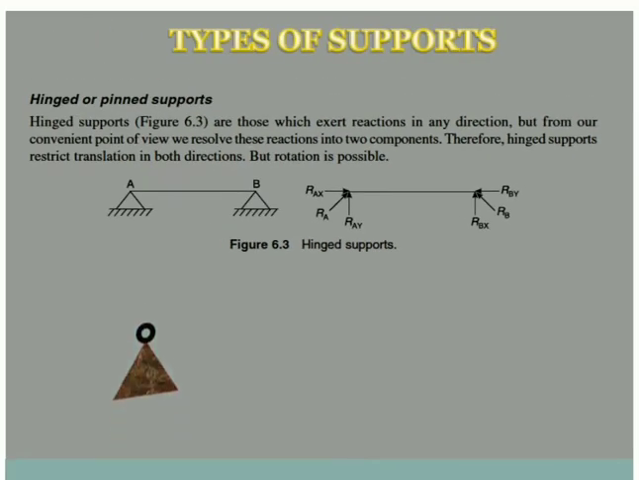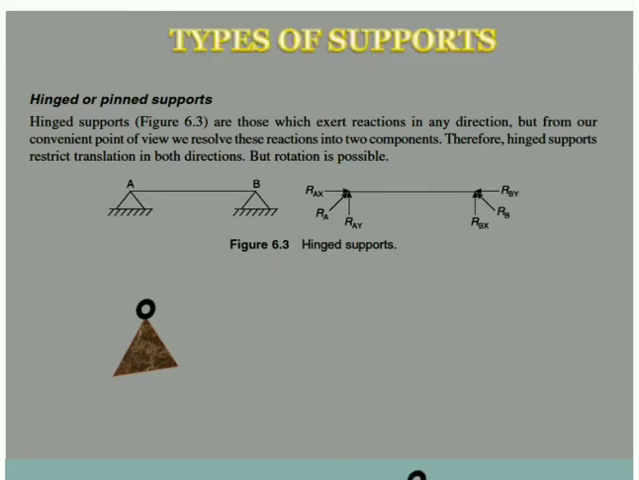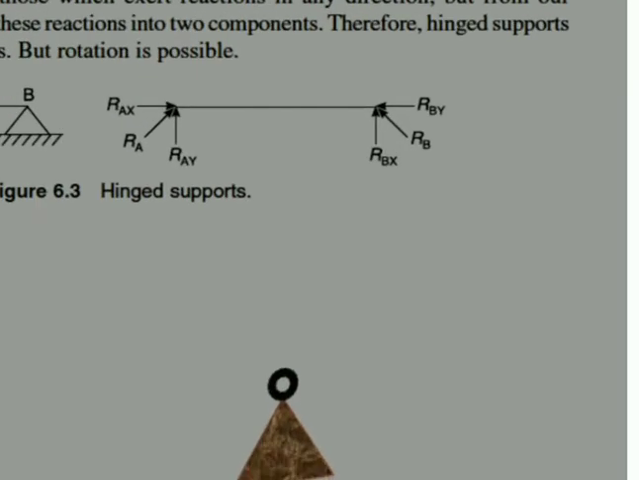This is the proper notation, a triangle with a small circle. But in problems generally you can see only a triangle. So this is the notation for your hinge support, and one example I'll put up.